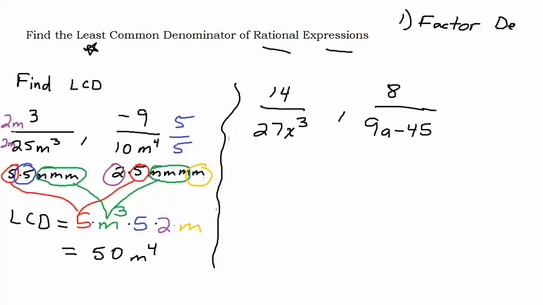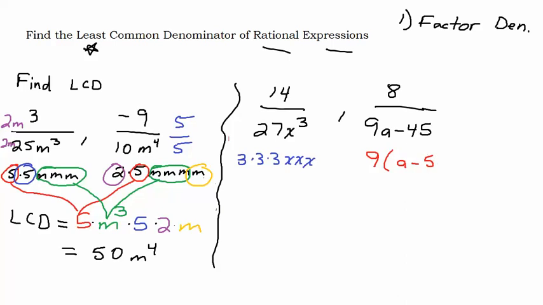Factor the denominator, okay? So over here I just have one term, 27x to the third. So to factor that, I just write out the factors. So 27 is 3 times 3 times 3, and x to the third is x times x times x. Now this guy, 9a minus 45, that's a binomial, so I have to think about the greatest common factor, which in this case is 9. So I could take that 9 out, and then I'd be left with a minus 5.